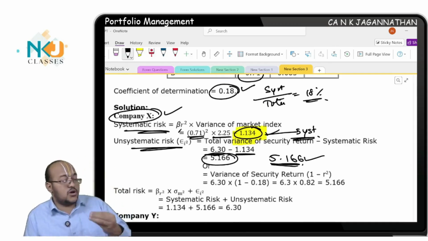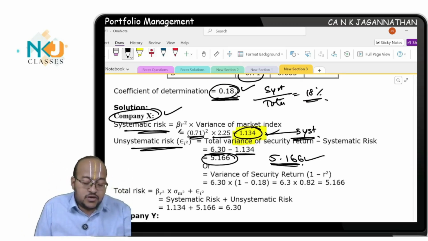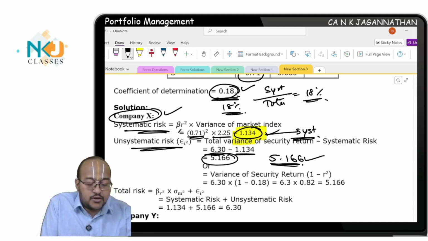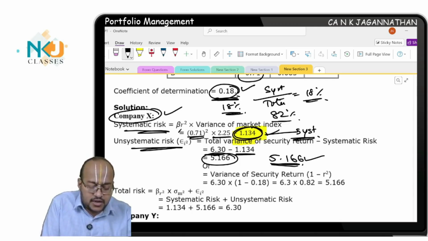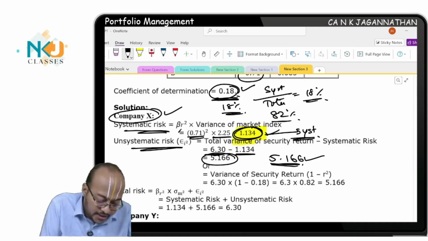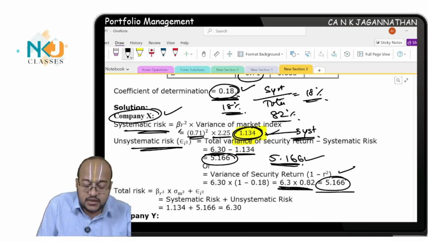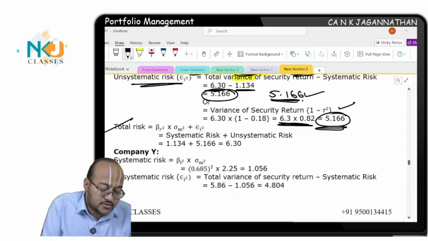Either you can follow this, or another simple method. They have given the coefficient of determination, which means, okay, see, determinable risk is 18%, undeterminable risk, that is unsystematic risk, is how much? Systematic risk we found out as 1.134, no issue. Now undeterminable risk is 82%. So how much is that? 6.3 into 82%, 5.166. Are you all listening? This is what they have done. 6.3 into 0.82, 5.166. Are you all understanding? Next, total risk is systematic plus unsystematic, 6.3.